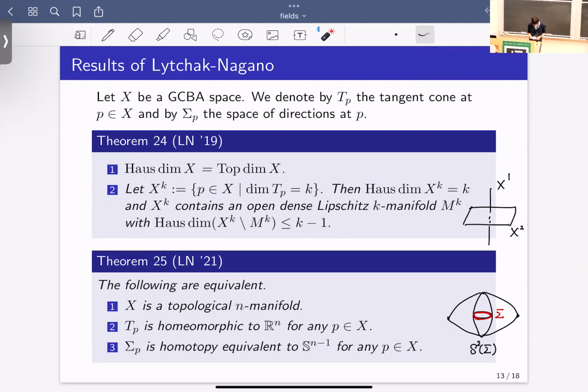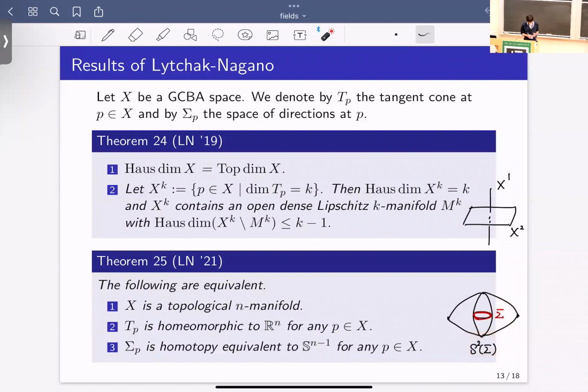Okay, and so note that this homotopy equivalence cannot be replaced with a homeomorphism. There is a counterexample from geometric topology. Suppose you have a homology sphere, then its suspension is not homeomorphic to a sphere, but its double suspension is homeomorphic to a sphere.